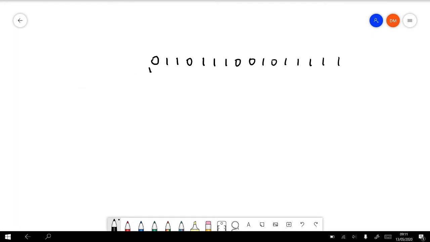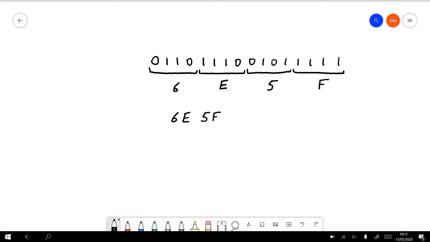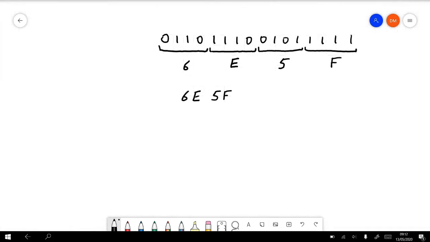If I were to group these binary digits into 4s and give them a different number or letter, I'm going to give them 6E5F. I'm going to put them into pairs. So if I said to you, can you memorize 6E5F and tell me what it is tomorrow, I think you'd have a much better chance of getting it right than the binary number. So we just need to understand, how do we get to 6E5F?